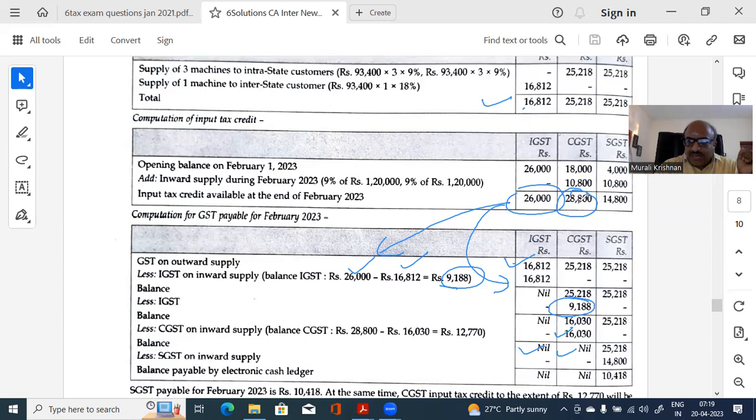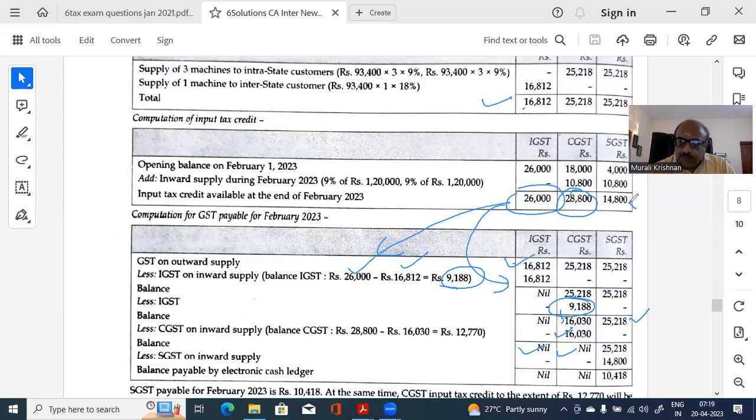Now, balance is there in CGST. After 28,000 minus 16,000, still balance is there. Can you use it for SGST? No, you cannot use. CGST input cannot be used for SGST. Therefore, we go for SGST liability of 28,000.